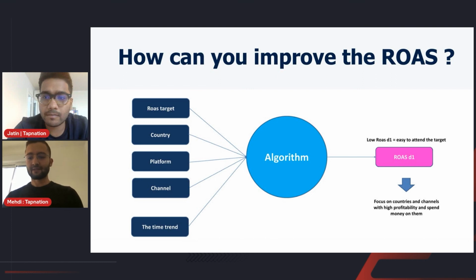The time trend in this slide, we give it to the algorithm to give it an idea about the trend of the time. For example, in our historical data, we have the ROAS day one and the total ROAS for each month, and we have, for example, 3 or 4 months, and we need to analyze the tendency over time to see if, for example, the ROAS is increasing or decreasing, so as to take that into consideration in our algorithm to have a good forecasting of the ROAS.